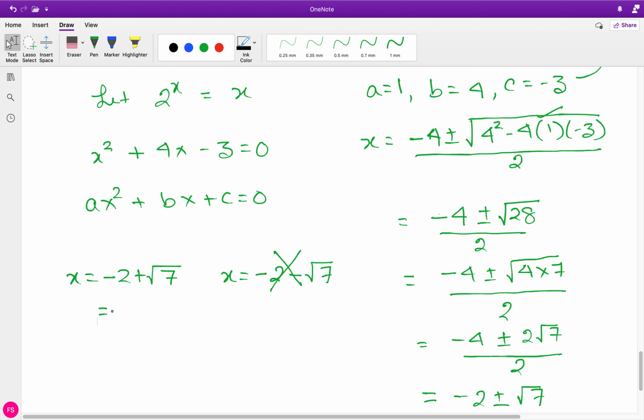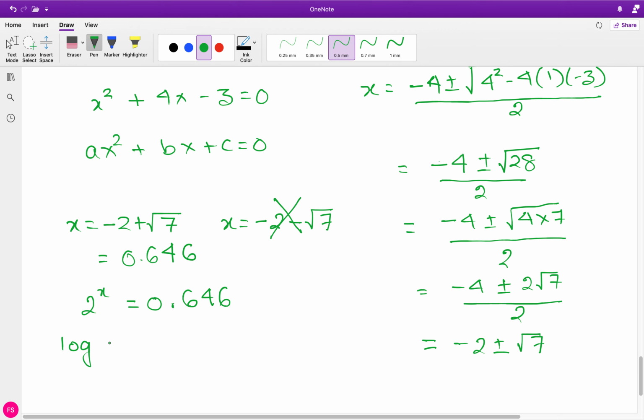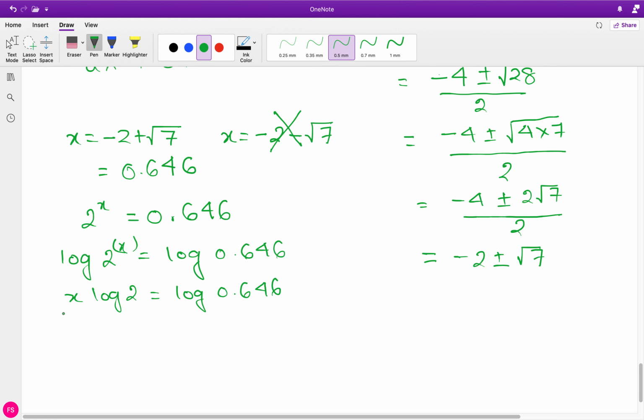Negative 2 plus the square root of 7 will give me 0.646. Okay, now remember, this is not really the x. This was actually 2 to the power of x equals 0.646. How to solve it? You can take log of both sides. Log of 2 to the power of x equals log of 0.646. The power moves to the front. Then we will have x log of 2 equals log of 0.646. So if you want to solve for x, you need to divide both sides by log of 2.